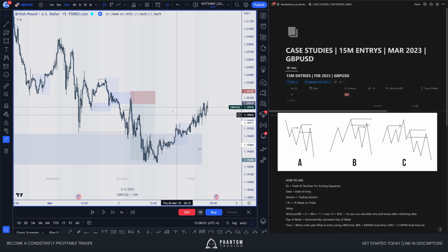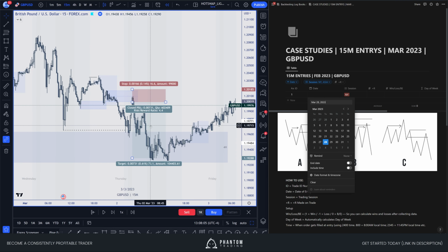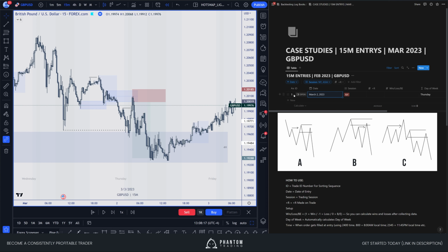Okay, so now that we have our first entry model here, I'm going to input the date. This is March 2nd at 4 a.m., so this is London session. So we'll go March 2nd, which is Thursday, right? Double check. And trade ID, I'll just leave as 1, just to give it some order. Session, we'll do London. We'll take New York out.